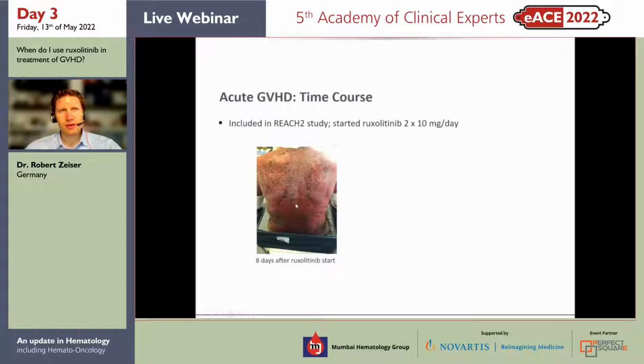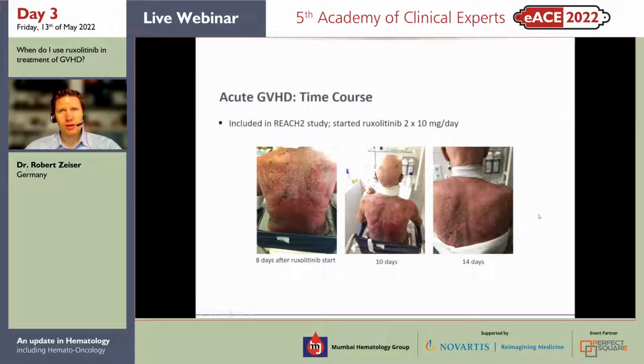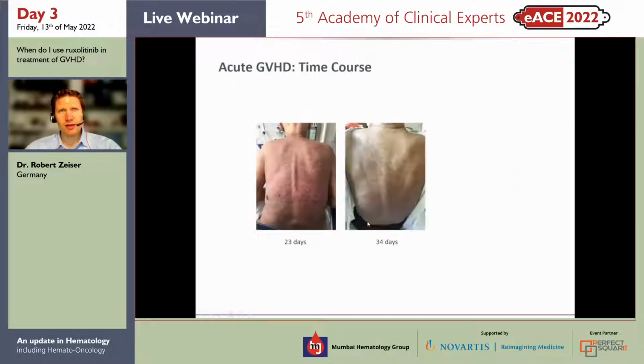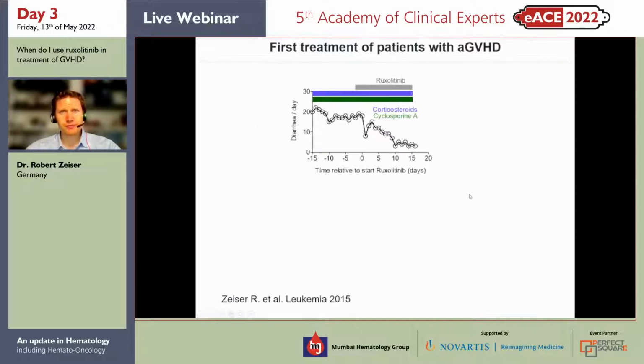The patient's skin recovered, as you can see here, already after 8 days of ruxolitinib. So it was a strong improvement, and as you can see here, this improvement continued until the patient achieved a complete remission with respect to the GI GVHD and the skin GVHD. So here, this patient was a successful ruxolitinib patient. Importantly, also the high-risk leukemia remained in remission in this patient.